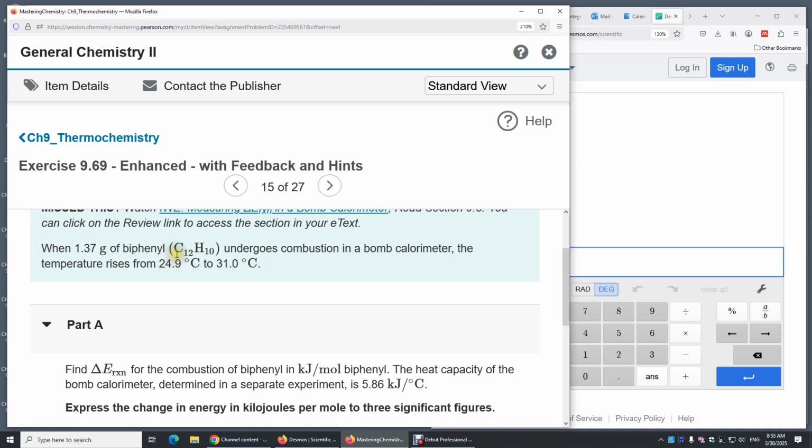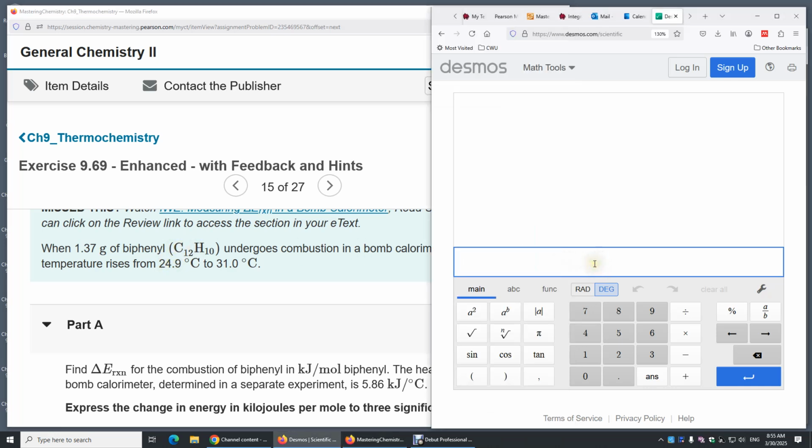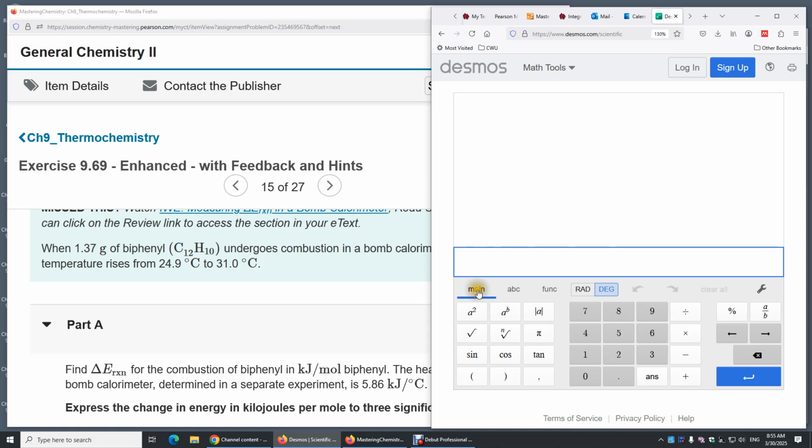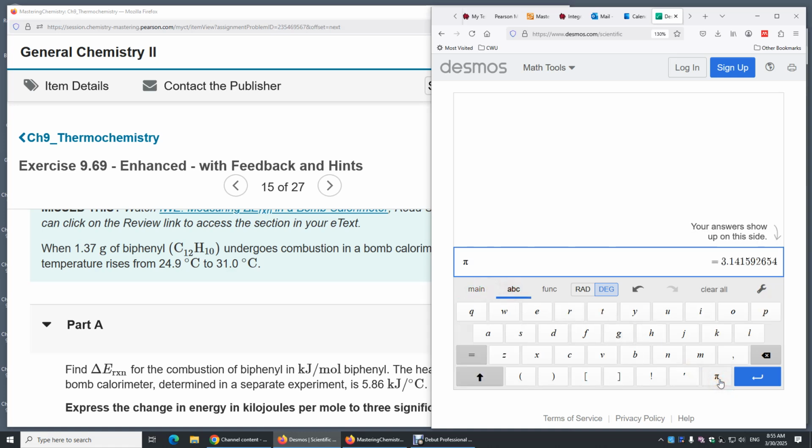Alright, now let's set up the equation in the calculator. This delta E of reaction is, I'm not sure if I can type delta. So I'll just type delta. Delta E of reaction equals the amount of heat divided by the number of moles. So Q over N.